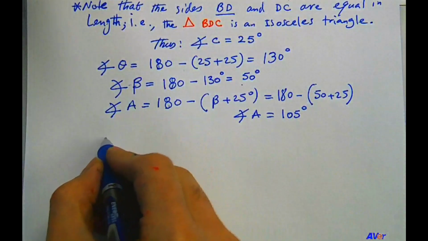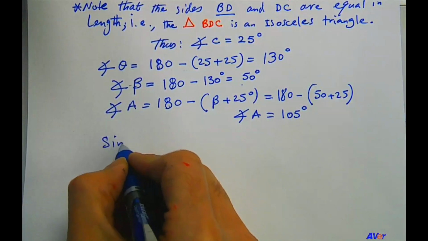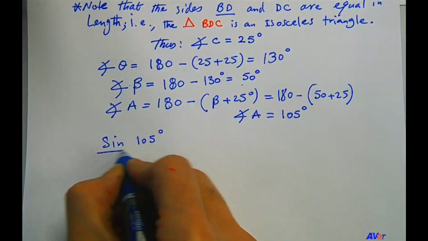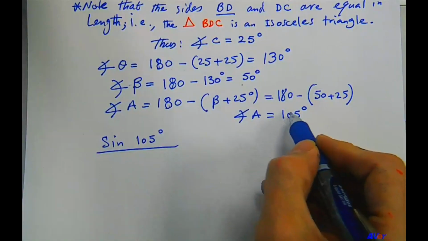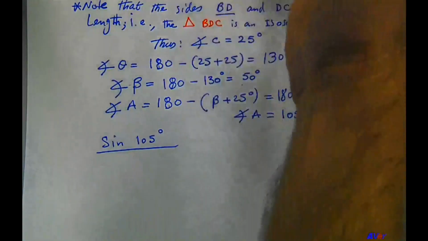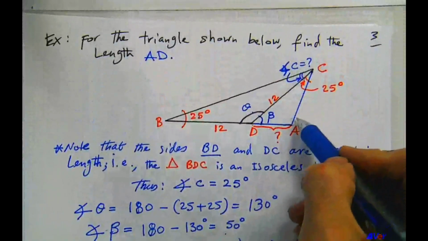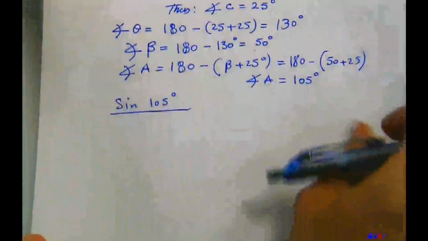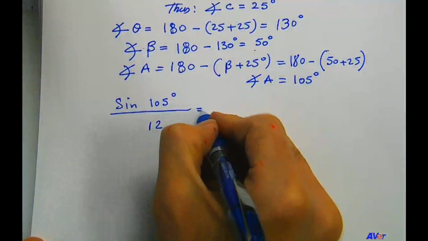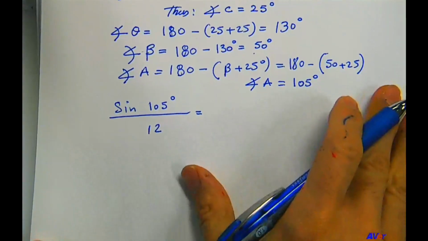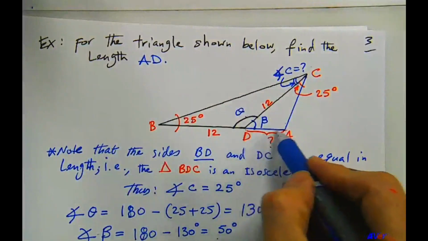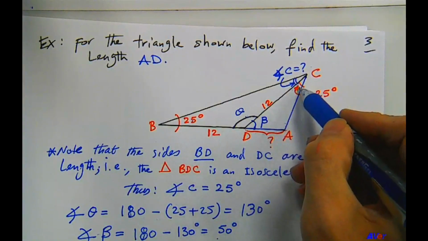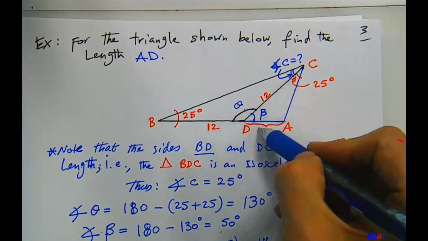So we have sine of 105, sine of this angle, divided by the side opposite to that. Opposite to angle A is this side 12. So sine of 105 divided by 12 equals, we're looking for AD, so we need the angle opposite to it. So sine of 25 degrees divided by AD.